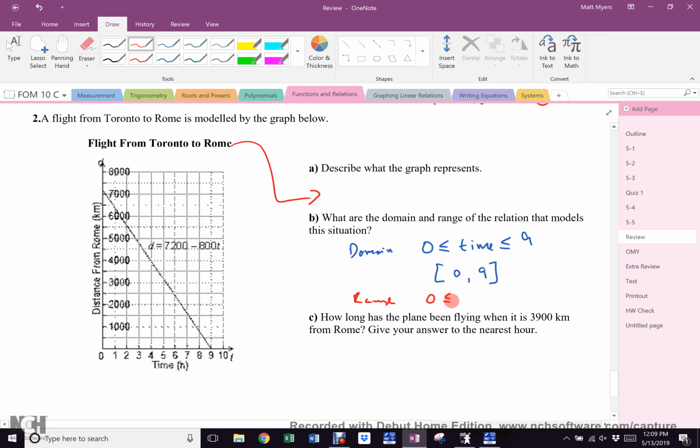0 less than or equal to distance, less than or equal to a little more than 7,000, yeah? Says right there, 7,200. Or 0, 7,200. And how long has the plane been flying when it is 3,900 kilometers from Rome? 3,900 right there. And I slide down 4 hours.